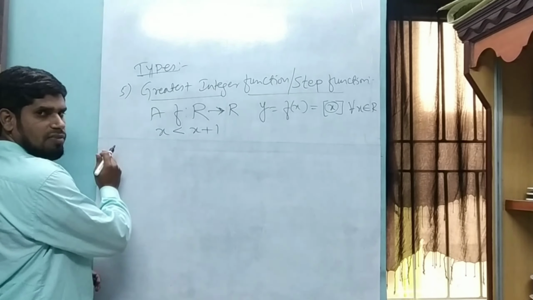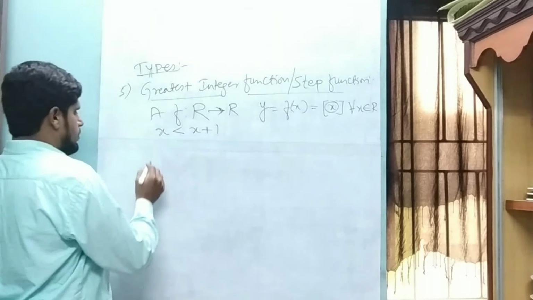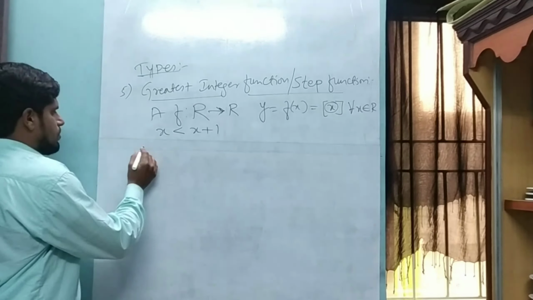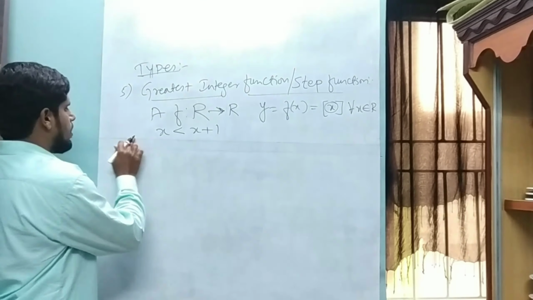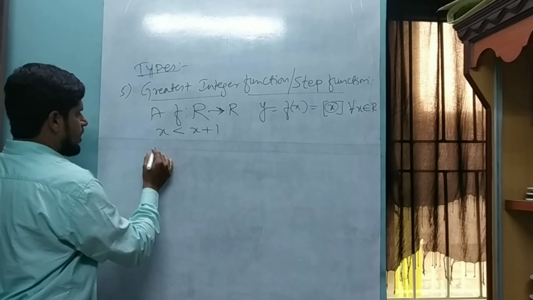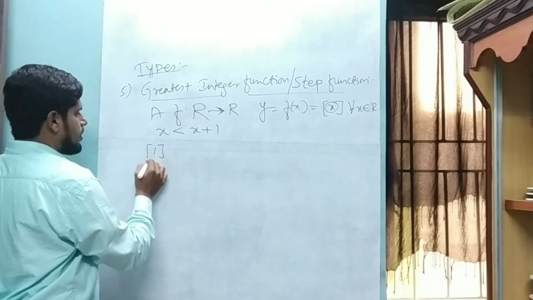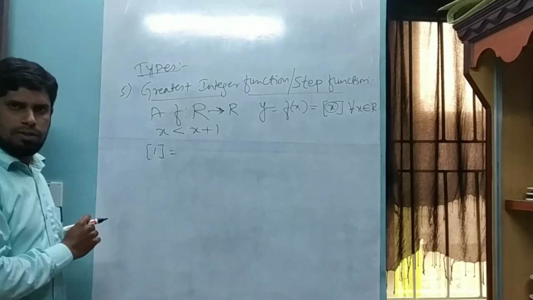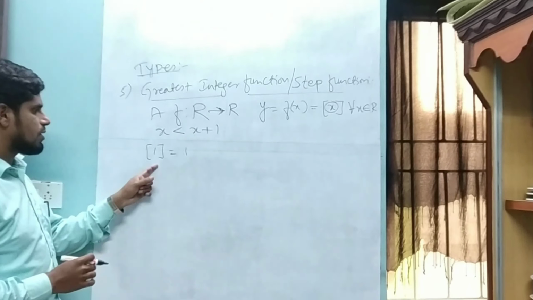Always its left side value is the answer here. So let us see the graph of this function. For example, I will give some examples here. If I put x equals 1, the greatest integer function of 1 is, obviously, 1 only.